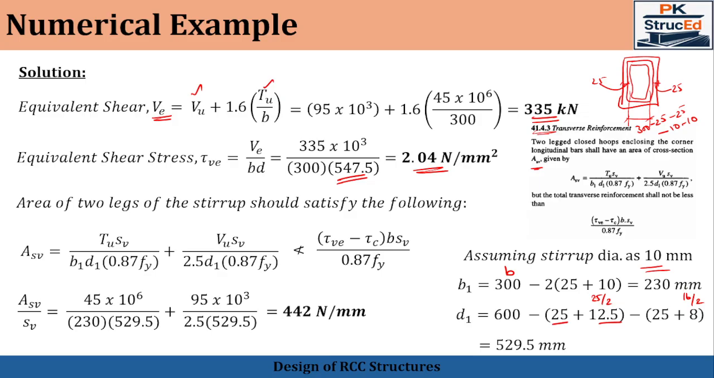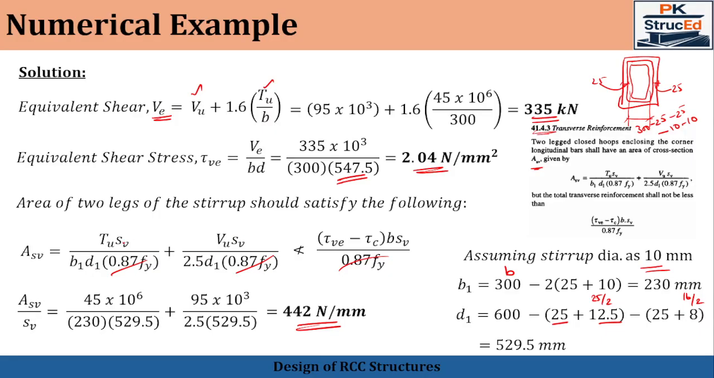Now we can substitute all the values. We are getting the ASV by SV as 442 Newton per mm. In this case, we are not considering the 0.87 Fy because it is there on both the sides, so we just cancelled it out. That is why it has not been considered. We consider only TU here divided by B1 D1, and here VU divided by 2.5 D1.